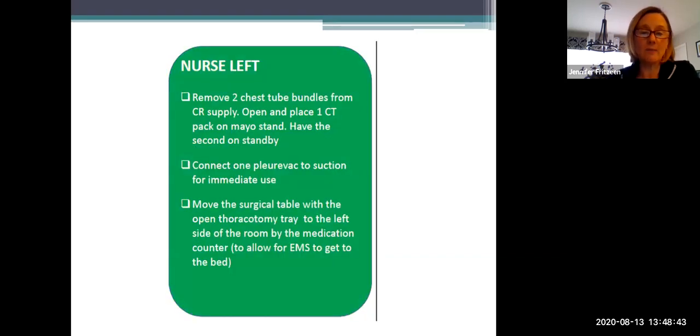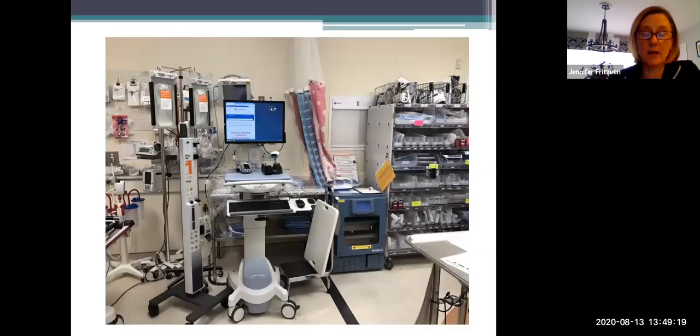Nurse Left, we're asking them to remove 2 chest tube bundles from the code room, and have at least one of them open on the Mayo stand, so if needed, we can put a chest tube in right away. And we actually just had a kid come in last night who needed a chest tube. Really, that's all he needed, and it was good to have these ready. Their job is also to connect one pleurovac to suction, so that when the surgeon gets the chest tube in, it's ready for immediate use. And we will ask them to move the surgical table with the open thoracotomy tray to the left side of the room, and put that by the medication table to allow EMS to get to the bedside. Now, you can see in this picture, this is code room 1.